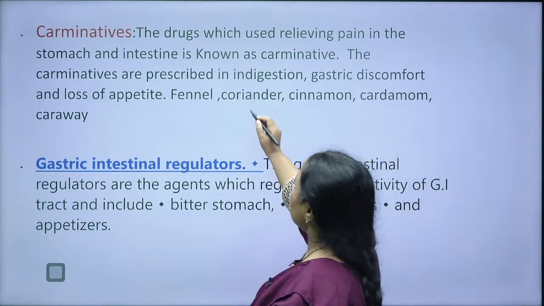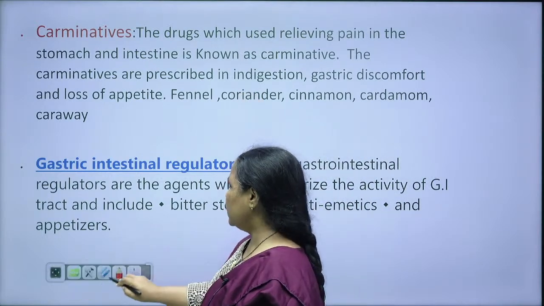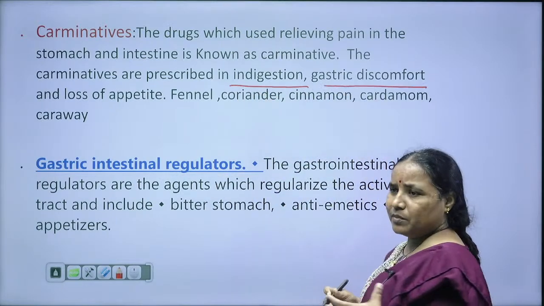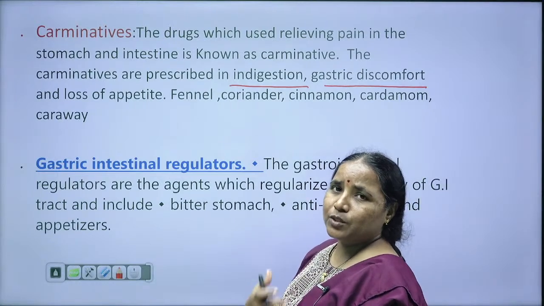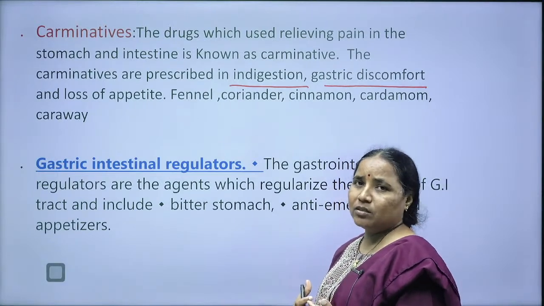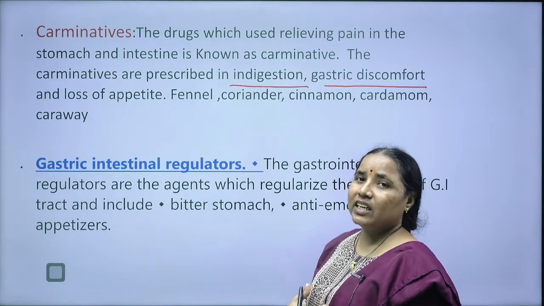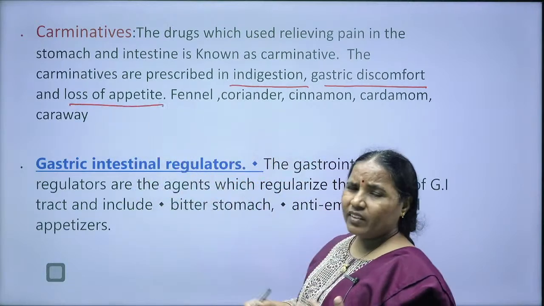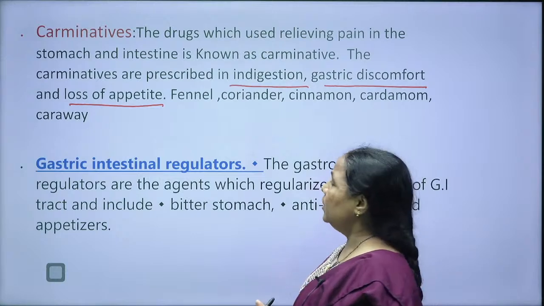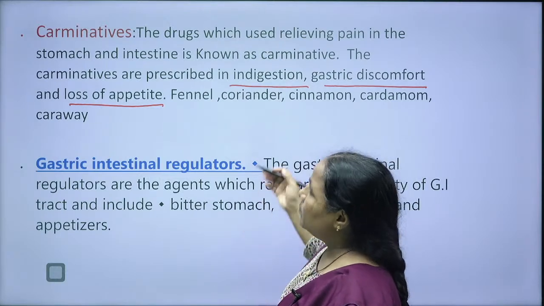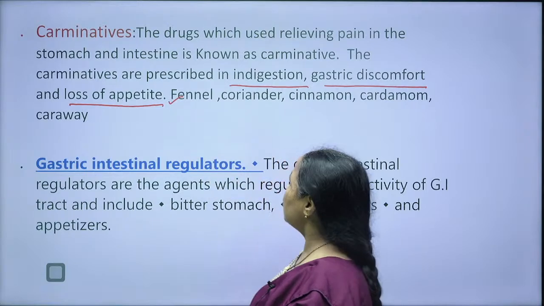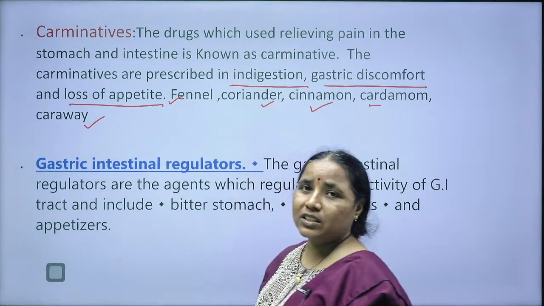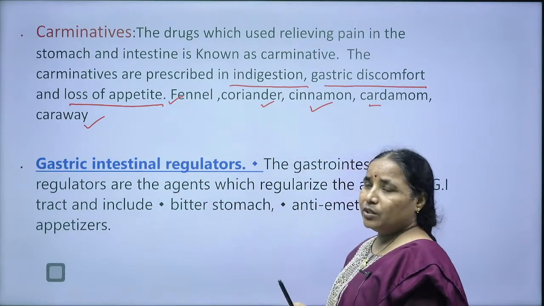The carminatives are prescribed in indigestion, that is, if digestion does not occur properly, or in gastric discomfort, that is, if there is any excess of HCl produced in the esophageal region or in the stomach region, and even in loss of appetite, that is, not having the habit of taking food. The drugs used as carminatives are fennel, coriander, cinnamon, cardamom and caraway.